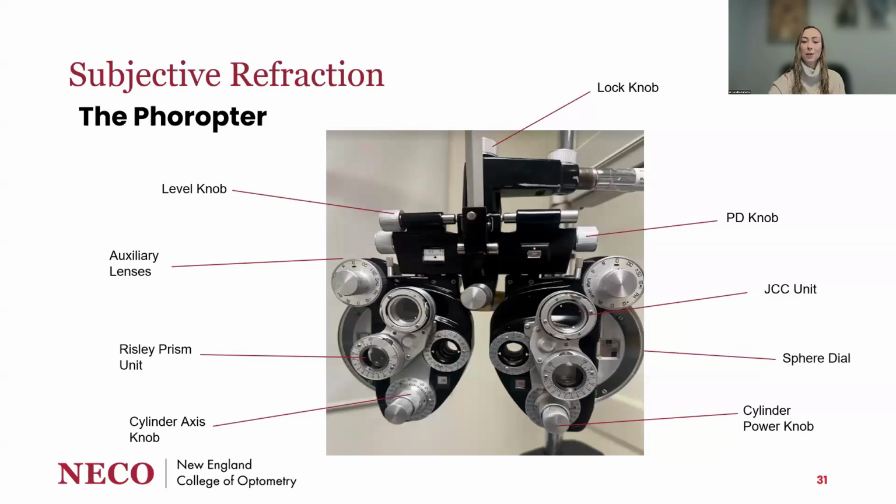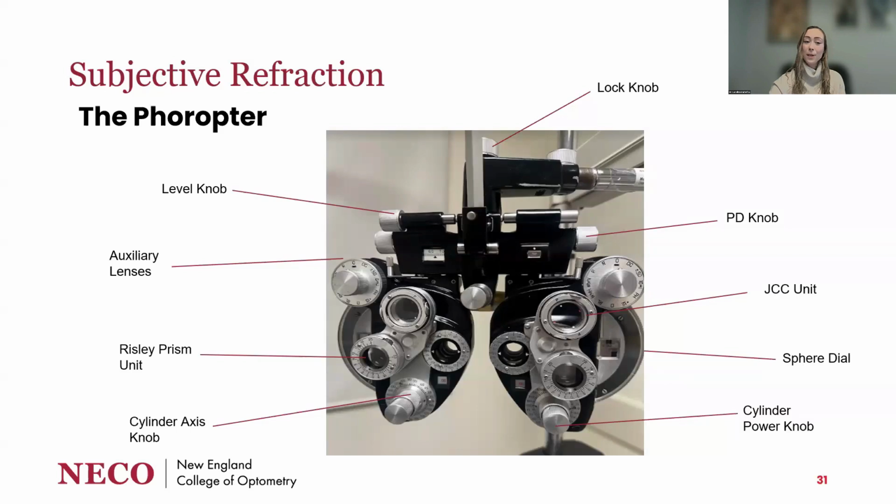We also want to make sure to level the phoropter, looking at the level knob and watching that bubble in the top right corner, making sure that it is directly below that small white dot to indicate that it is level. We have a variety of lenses that we can add in.